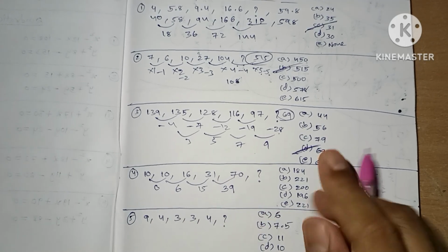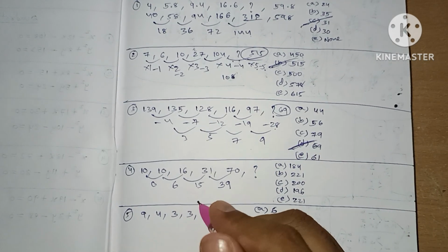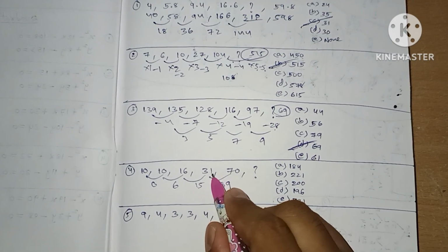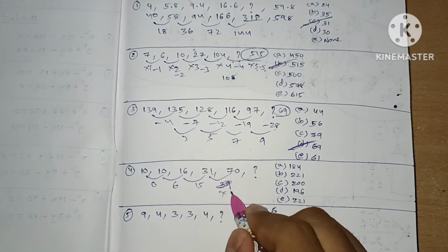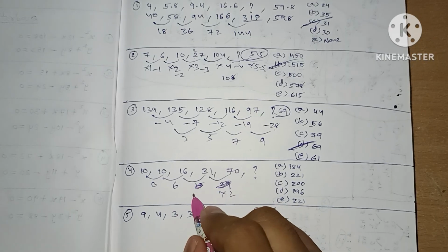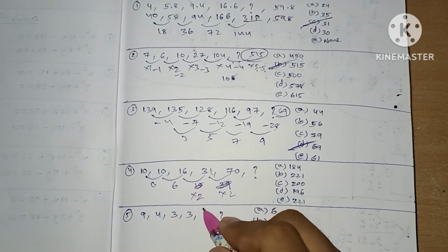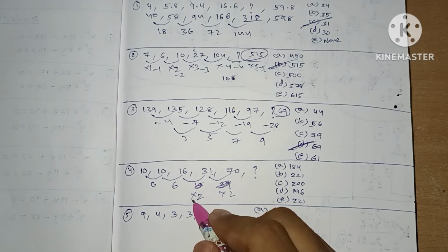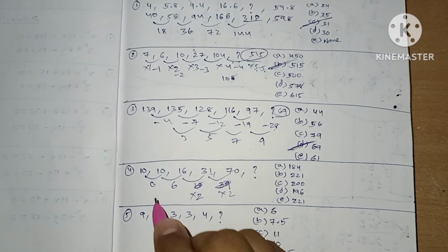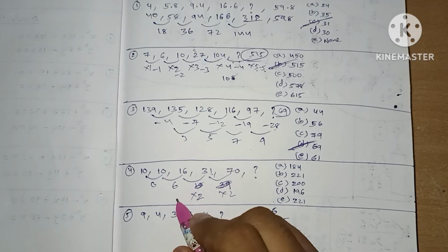So here I don't see any pattern. So let's go with this, it is nearly into 2 times. And this is also 2 times. But this is not nearly 2 times.